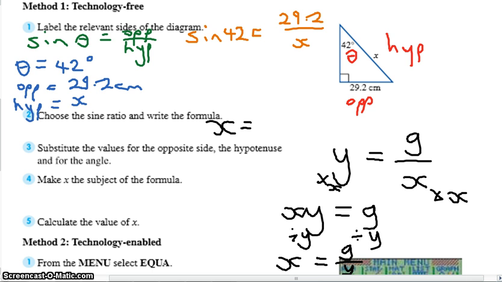First things first, what do we do with that x? I don't like the x on the bottom of the fraction. Times both sides together over there. So we'll times both sides by x, get rid of it and put it over there. So we end up with x sine 42 equals 29.2.